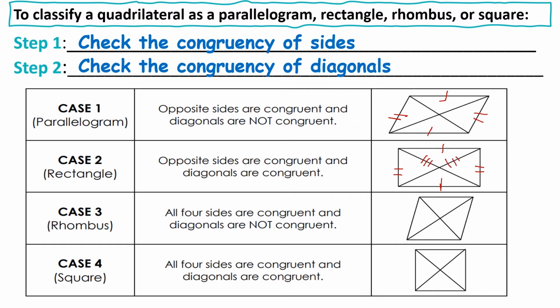Alright, case 3, if you're checking for a rhombus, all four sides are congruent and the diagonals are not congruent. So you just check to see if all sides are the same. And then case 4, for a square, all four sides will have to be congruent and the diagonals will have to be congruent as well. I'm going to do 2 examples with you, and the last one, the third example, you're going to try on your own. Let's get started.